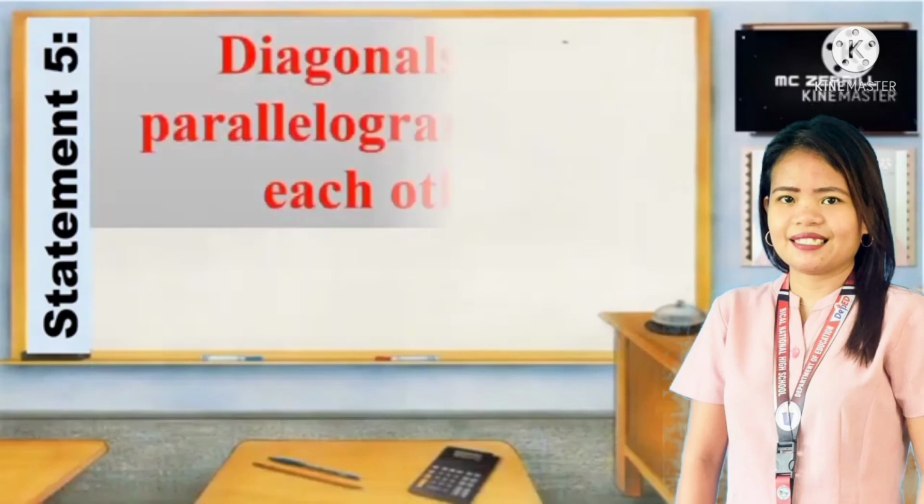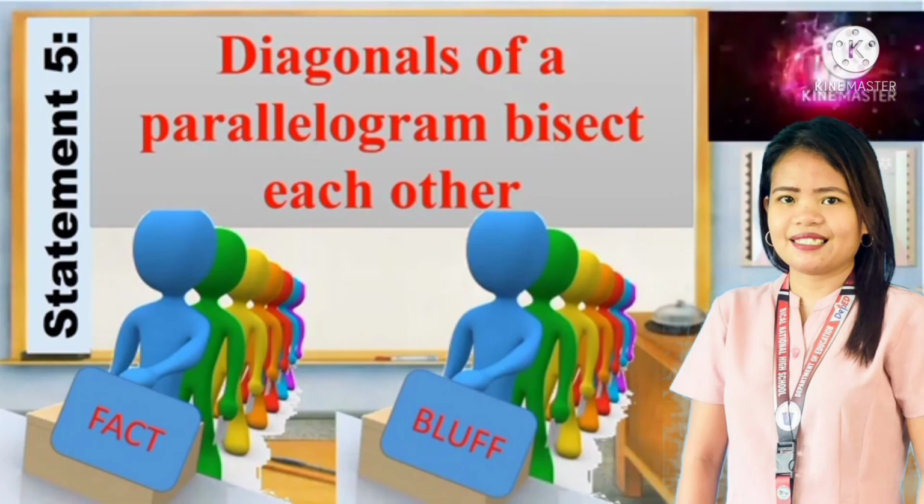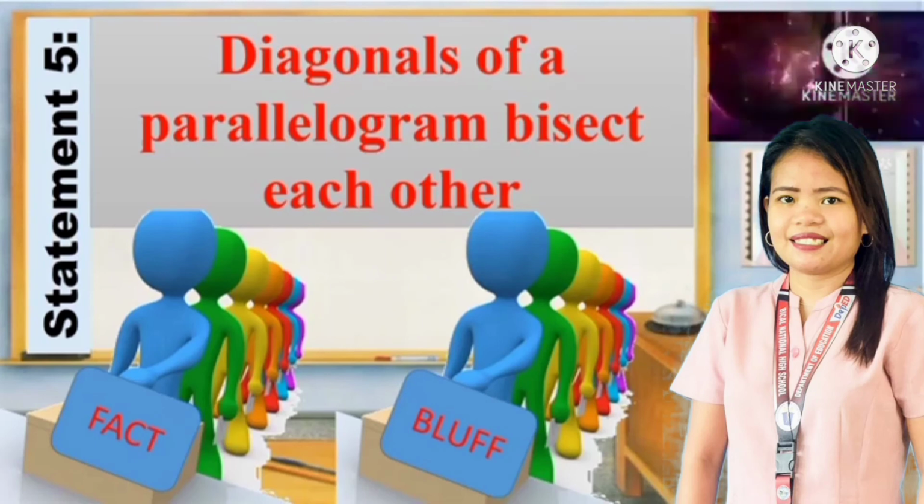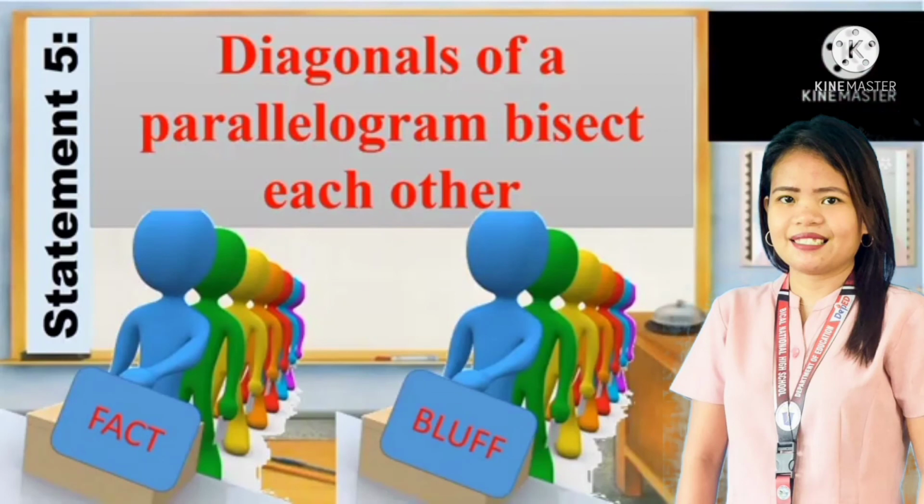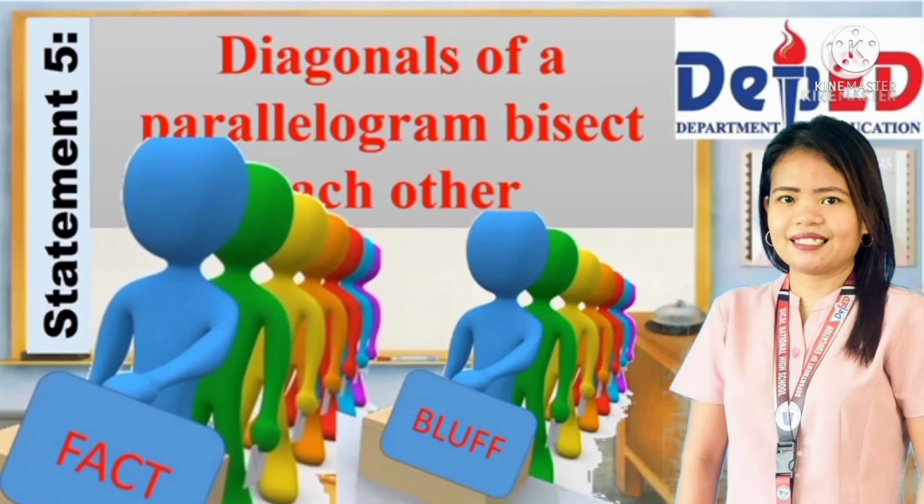And for the last statement, diagonals of a parallelogram bisect each other. Is it a fact or a bluff? 10, 9, 8, 7, 6, 5, 4, 3, 2, 1. The correct answer is a fact. Now who got 10? Good job! I hope you all understand the different properties of a parallelogram.